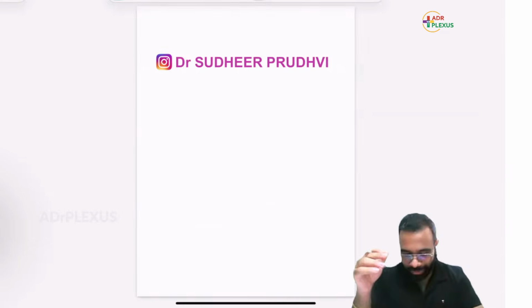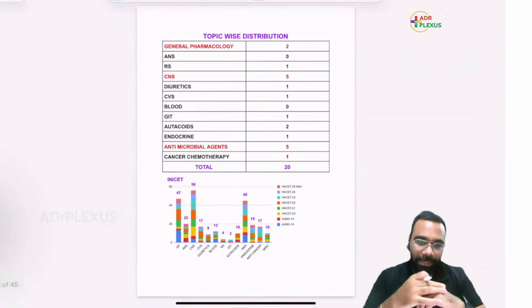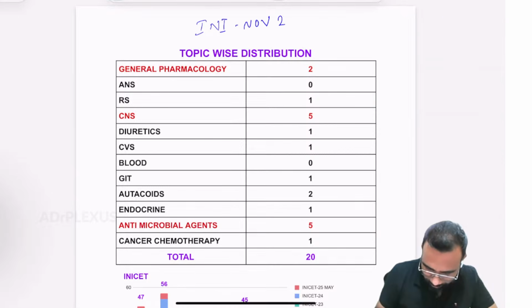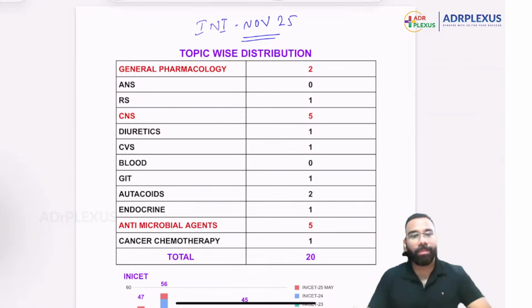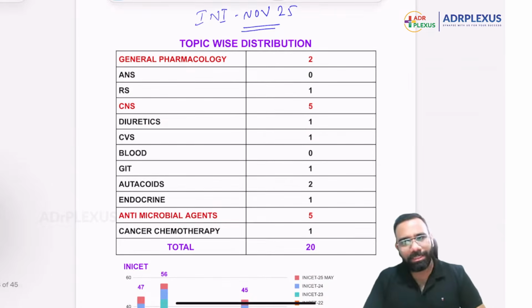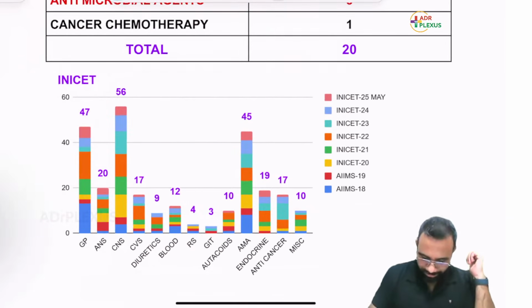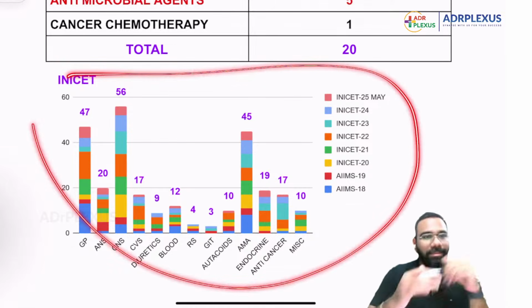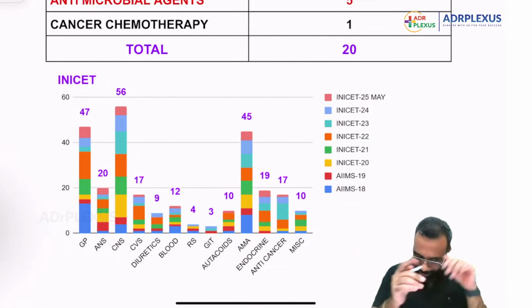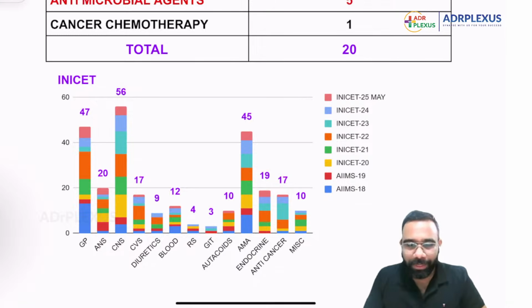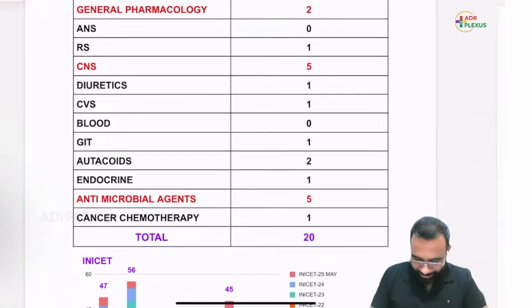I just want to show you statistics related to this INI November session pharmacology questions. Before going to the number of questions and everything, if you can remember in the class, I showed you this kind of graph before starting a session, the 4-day session. In INI, as I always tell, general pharmacology, CNS, and antimicrobial agents play a very crucial role. That's what I always tell in the class, right? You can see the same thing here.